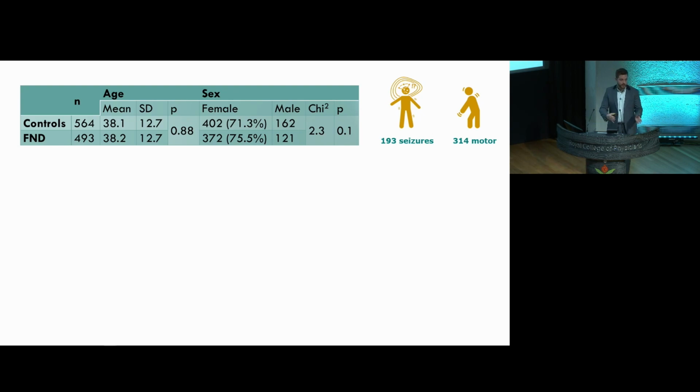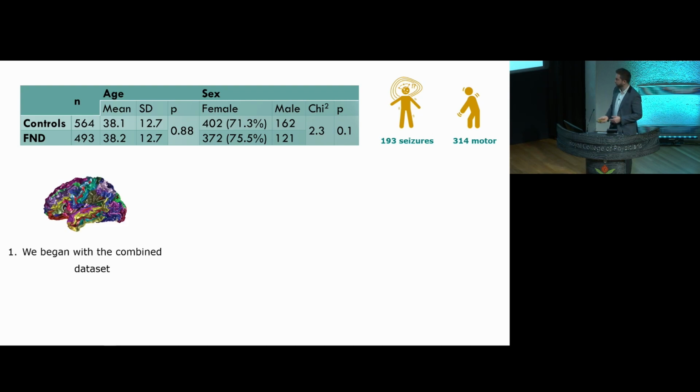And this was either seizure or motor symptoms. They could have had other things, but if they didn't have these, they weren't included. And the sharp-eyed amongst you will notice that the subsamples of seizure and motor disorders don't quite add up to the total sample. That's because some patients did have both symptoms, not many. In that case, they were included in both of the subsample analyses.